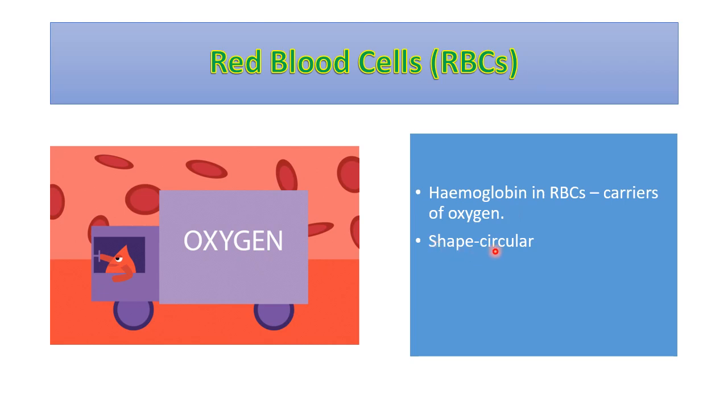RBCs are basically circular in shape and they do not possess any nucleus, for which they have a shorter life period. Each red blood cell lives for 4 months, but the good thing is they are generated very quickly. If we donate blood, then the blood lost from our body can be regenerated within a day.